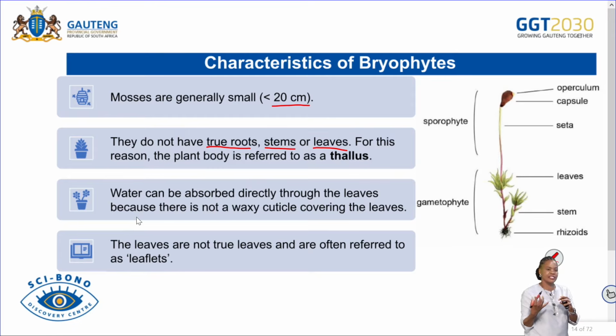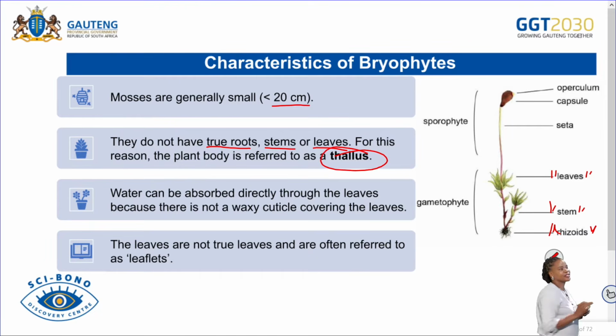This is what I've just explained, that instead of leaves, they've got false leaves, they've got false stems, and instead of roots, they've got the rhizoids. So because of that, the plant is referred to as a thallus plant. A thallus plant is a plant that does not have true roots, stems, and leaves. So that's why this is said to be a thallus plant.